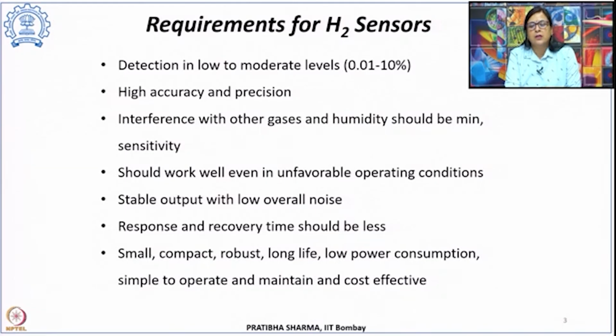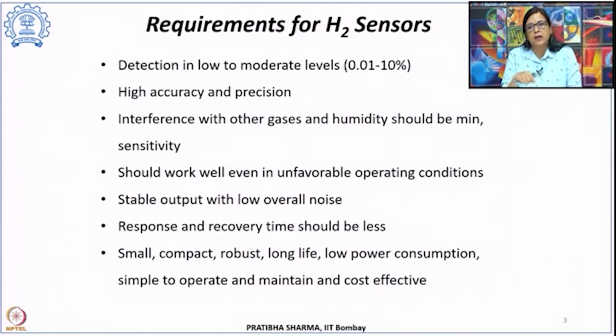Now, the reason we have listed here for hydrogen sensors to have all these requirements is because there are several other analytical equipments also which can be used for hydrogen sensing, like the well known gas chromatography or the mass spectrometric measurement techniques. But the major drawback that we could see with these analytical equipments is that they have a larger size, they have very high cost, and they require very trained manpower, a skilled person to operate those.